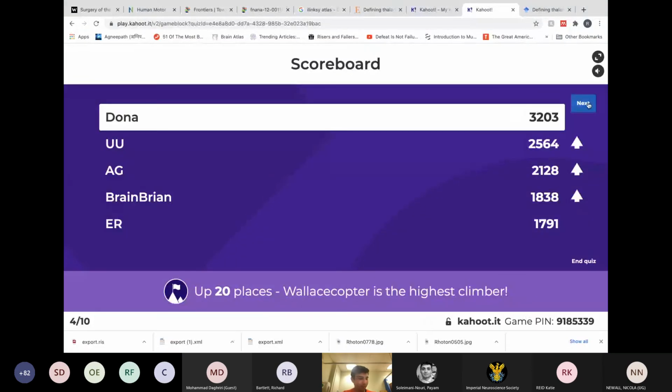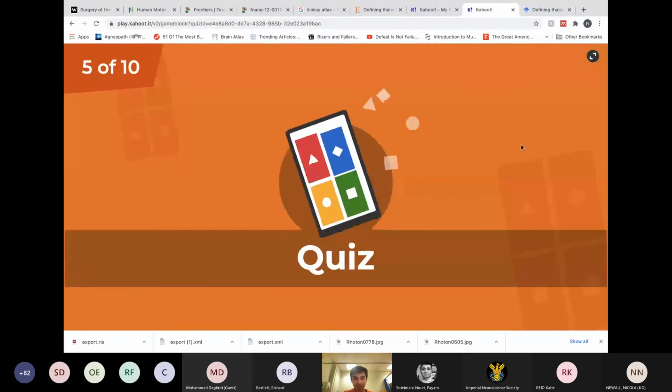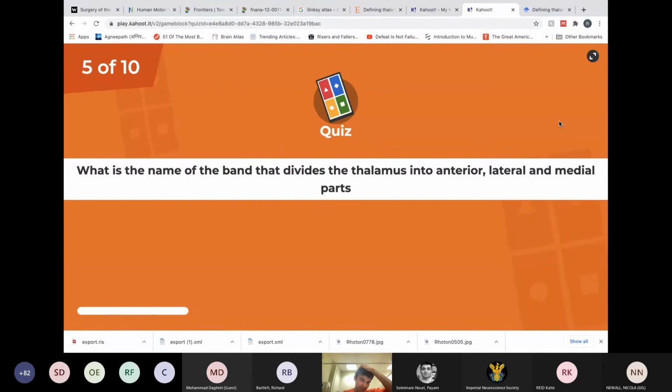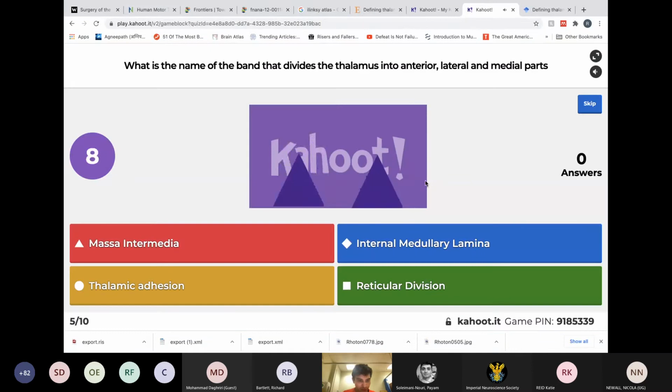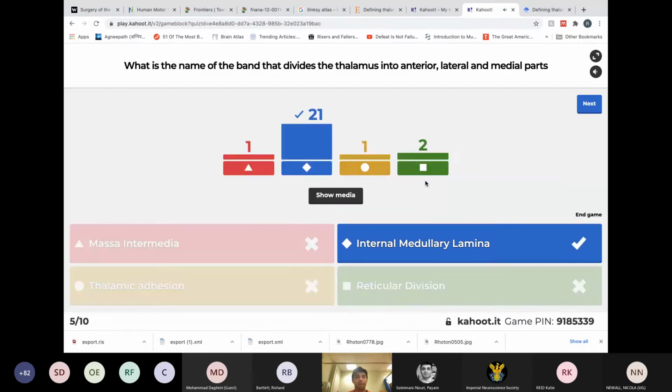Okay, you guys ready? Fingers on the buzzers. These questions are 10 seconds, okay? What is the name of the band that divides the thalamus into anterior, lateral, and medial parts? Triangle, massa intermedia. Diamond, internal medullary lamina. Square, reticular division. Circle, thalamic adhesion.